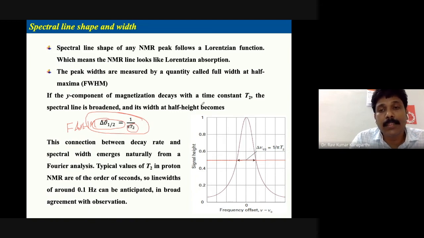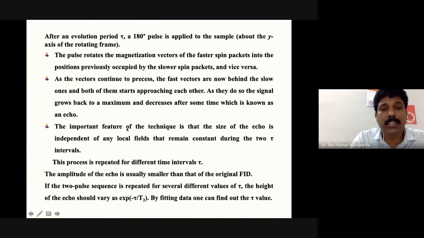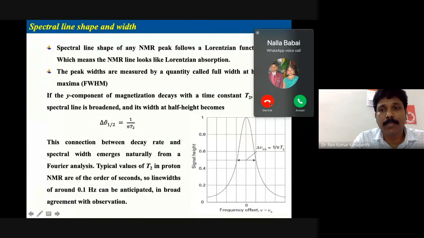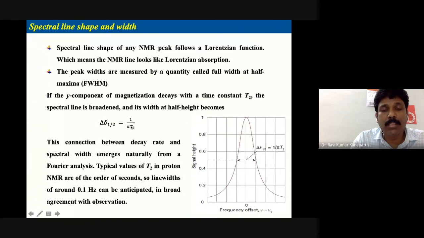Okay, and in general, the NMR spectral lines actually look like a Lorentzian shape. Okay, Lorentzian shape, and the peak width is measured by a quantity that is the FWHM, right? And the FWHM is related with the spin-spin relaxation constant by this relation 1 over pi T2. And if you know the line width, then you can actually calculate the relaxation time.